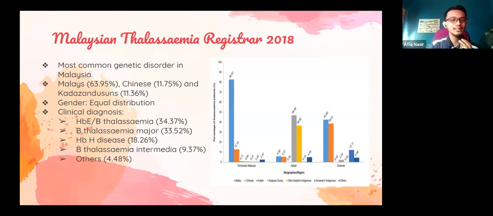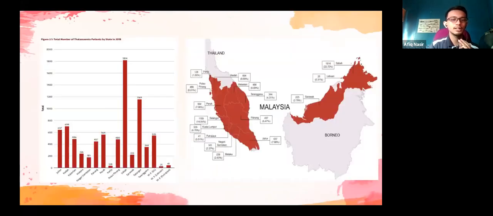63.95% of them are Malays, followed by Chinese, 11.75%. And then we have the Kadazan Dusuns from Sabah. And if we compare the gender, it shows equal distribution. And if we compare the different types of thalassemia, HbE beta thalassemia is the most common type of thalassemia in Malaysia, followed by thalassemia major, HbH disease, and beta thalassemia intermedia. So here's the graph representing the thalassemia patients in Malaysia.